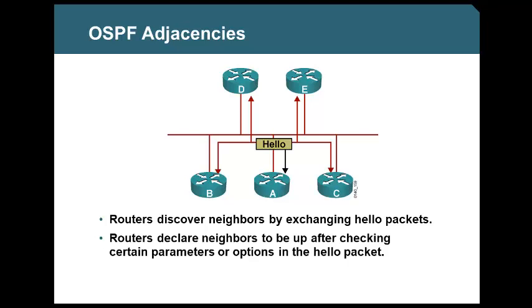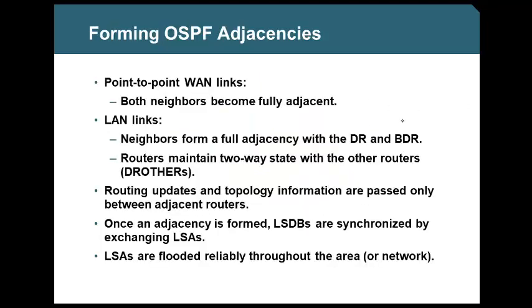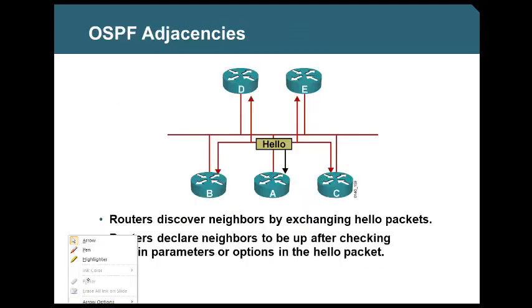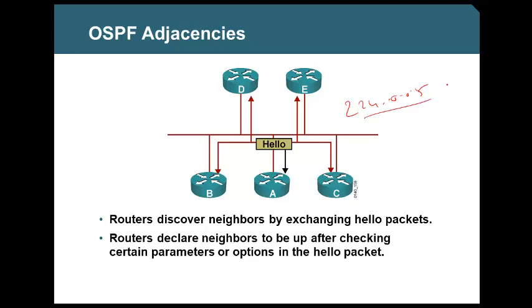Now, these hello packets are sent to a multicast address, 224.0.0.5. When a packet is sent to this address, everyone that runs OSPF can hear and receive the packet. No others can open the packet. Only those OSPF-running routers will open the packet.